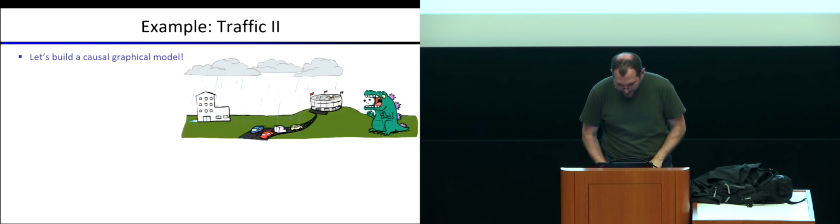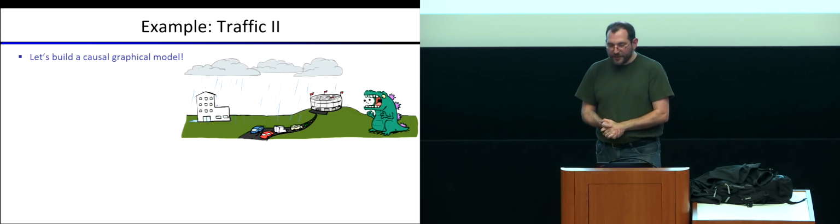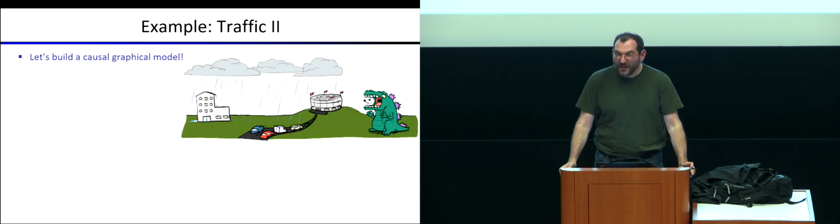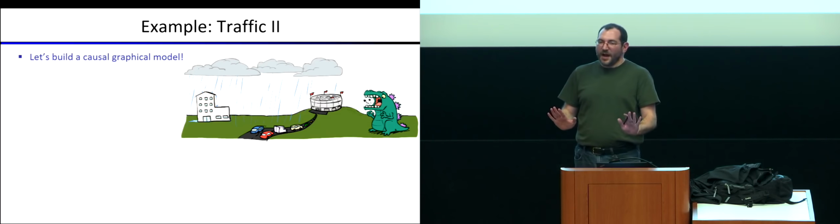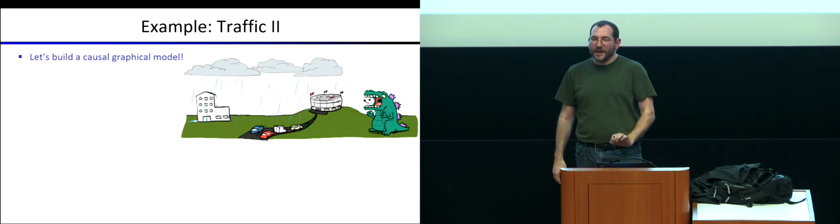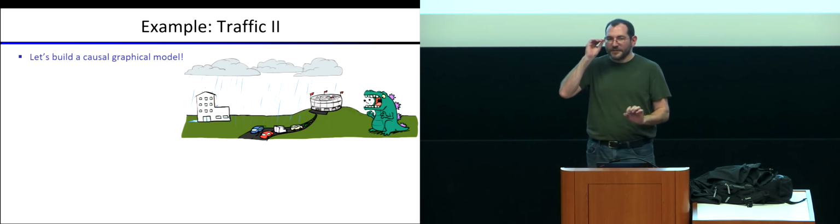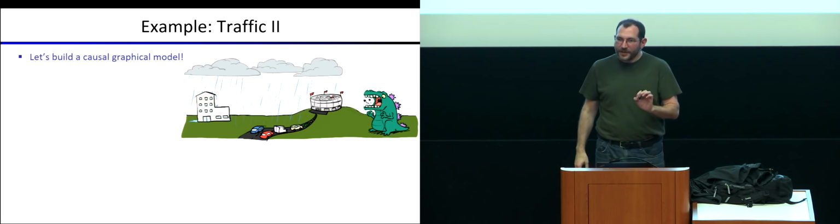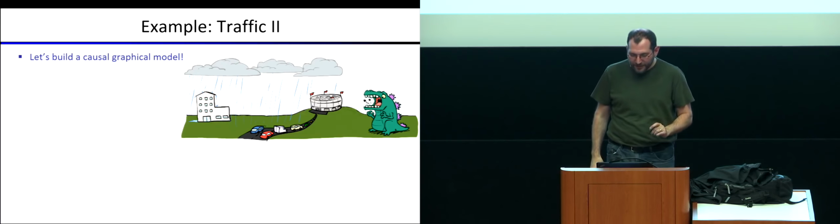Let's do a bigger traffic case. This is going to have more random variables, and we will build a graphical model as we go. As I draw this model, I'm not being precise yet about the mathematical semantics of the model. We'll get that in a couple slides. For now, just think about the arrows as being causal or direct influence.